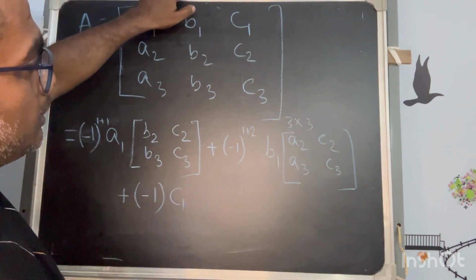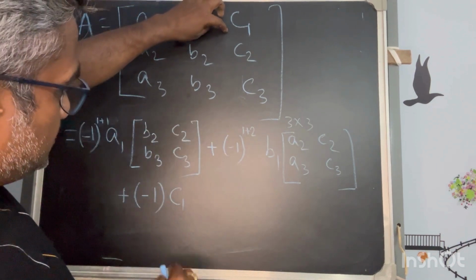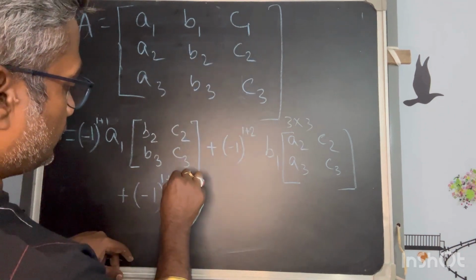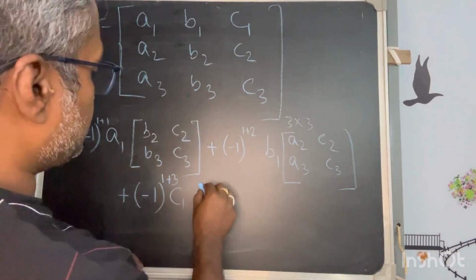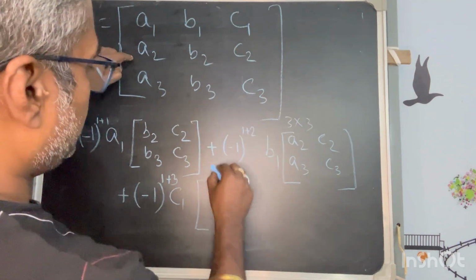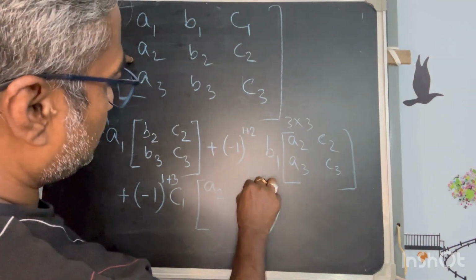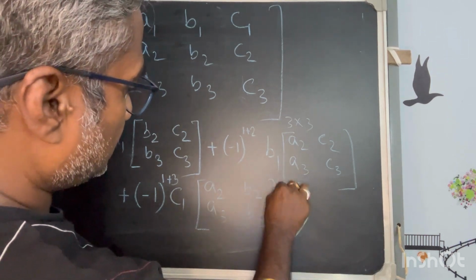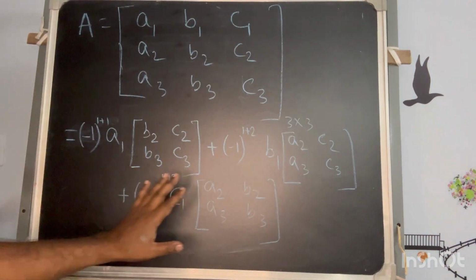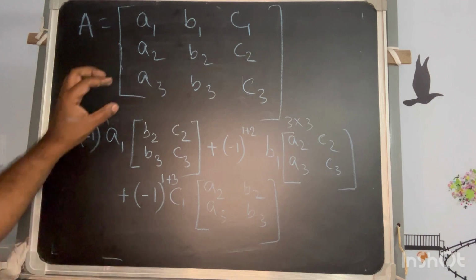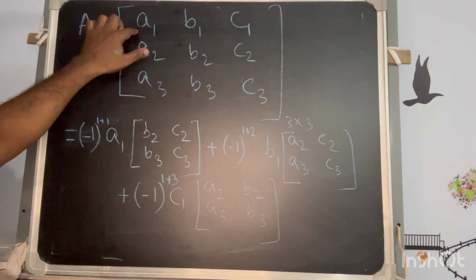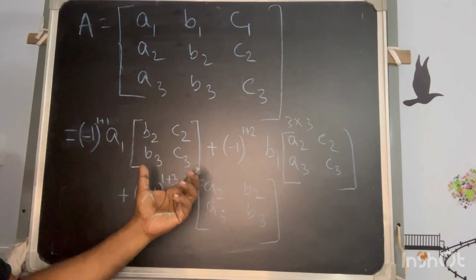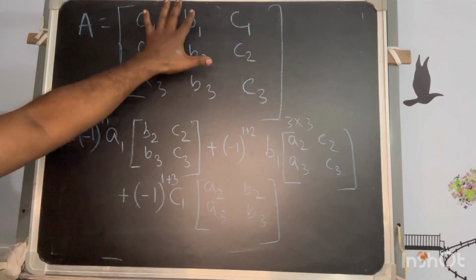C1, this will be row 1 and column 3, and the remaining is A2, B2, A3, B3. Now this will be the final expansion. We will only consider the first row of the elements with their minus signs. This will be the complete expansion of this matrix.